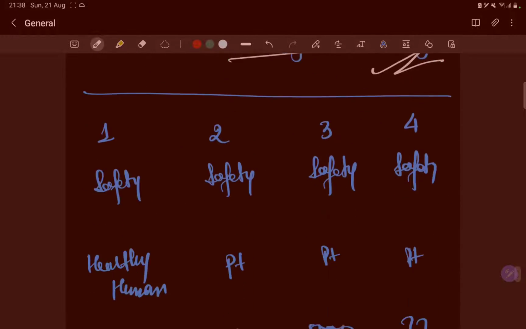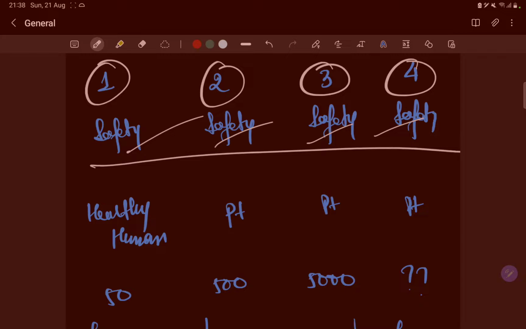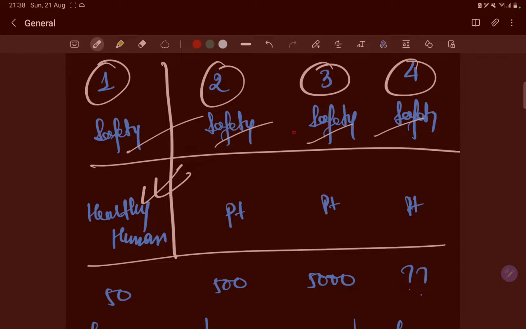तो नॉर्मल इंडिविजुअल में ये दिया जाता है फेज 0. फेज 1, 2, 3 एंड 4 इज़ वेरी इंपॉर्टेंट. सेफ्टी देखी जाती है सब में. ठीक है. यहाँ पे हेल्दी ह्यूमन को लिया जाता है फेज़ 1 में. फेज़ 2, फेज़ 3, फेज़ 4 में पेशेंट्स को लिया जाता है.